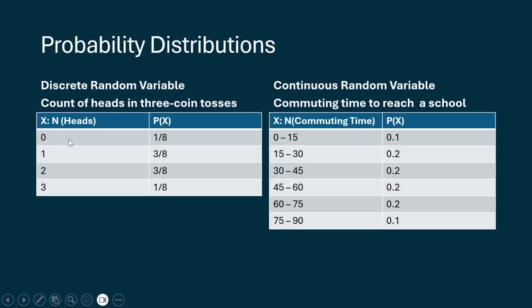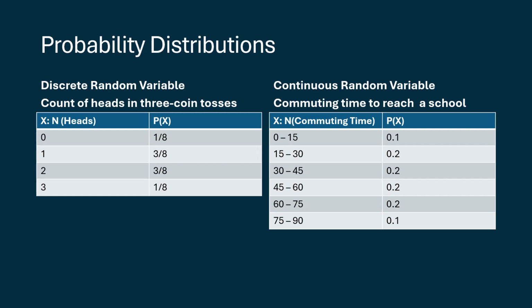Let's say commuting time to reach a school. People may take from 0 to 15 minutes, 15 to 30 minutes, and so on until 90 minutes. And we may have the probability distribution, which is 10% take 0 to 15 minutes and 20% for the next 4 categories, which is 15 to 30, 30 to 45, 45 to 60, and 60 to 75, and finally 75 to 90. Now this tabular data can also be represented graphically.